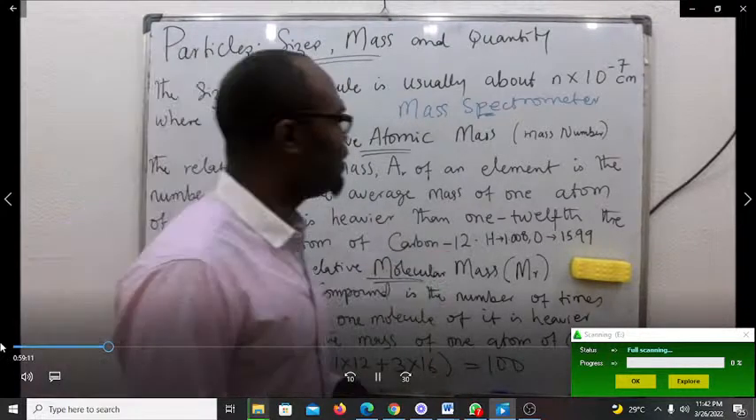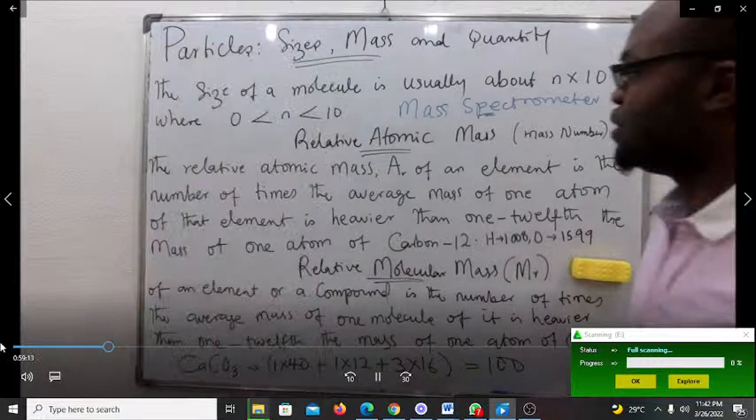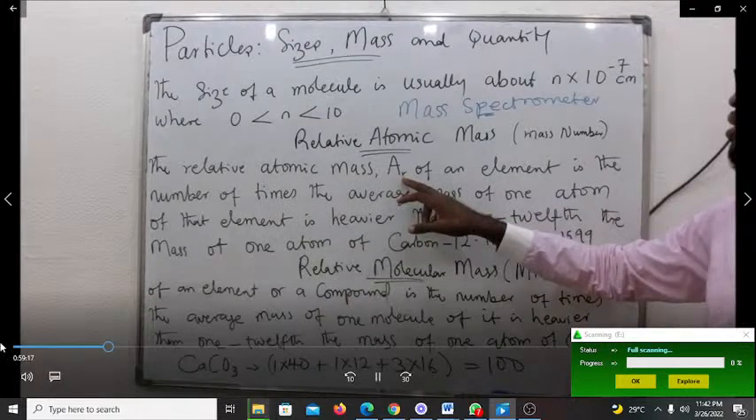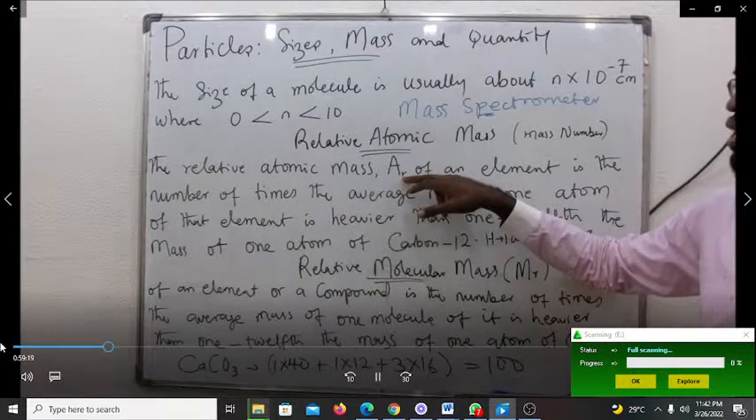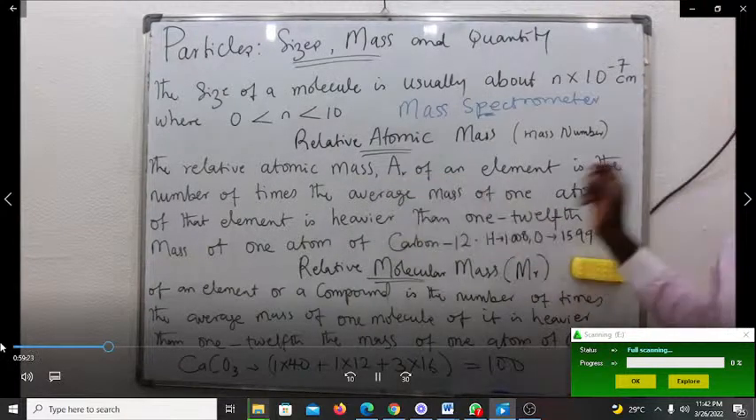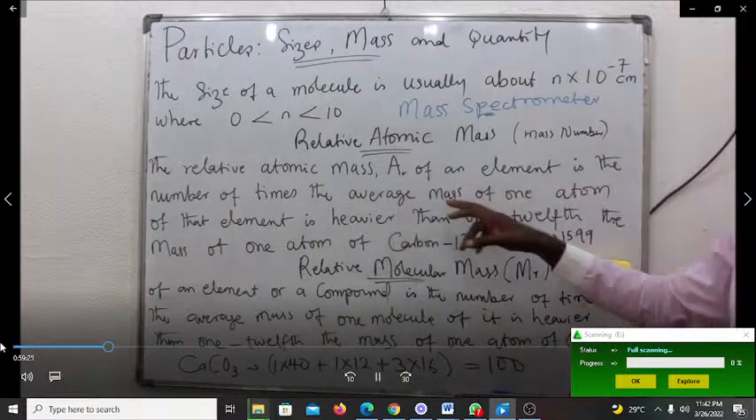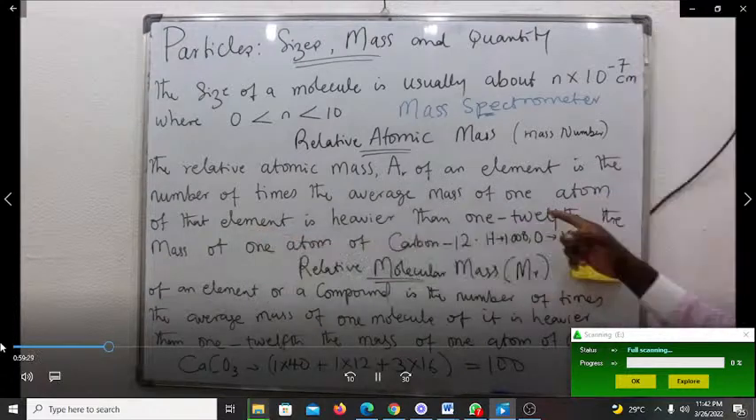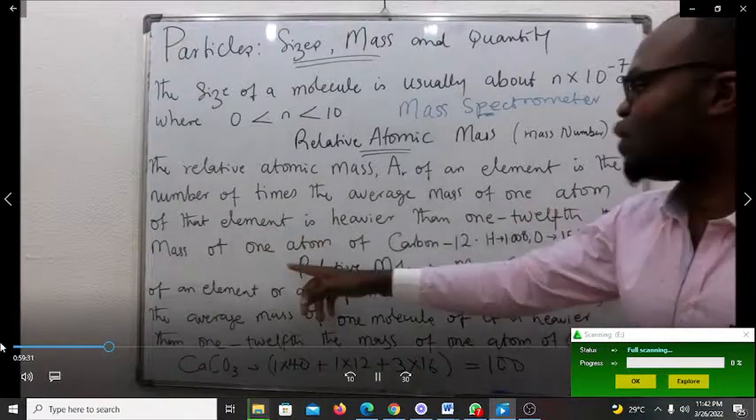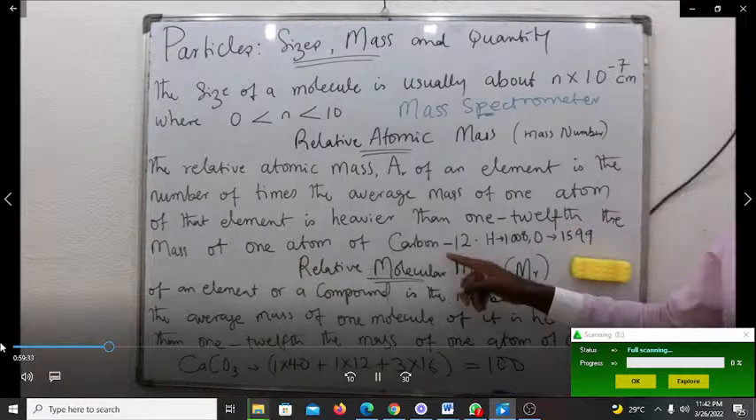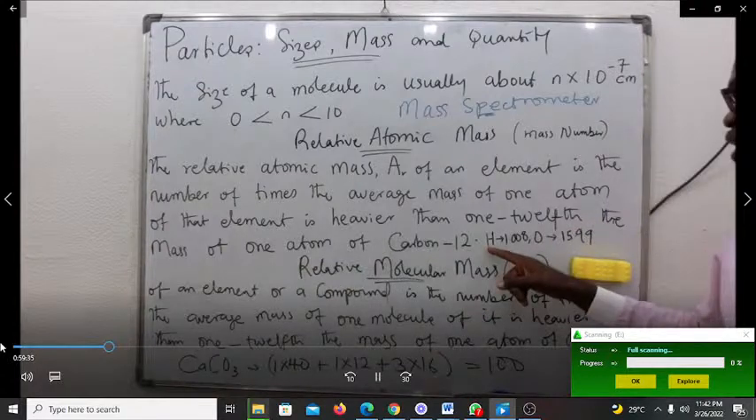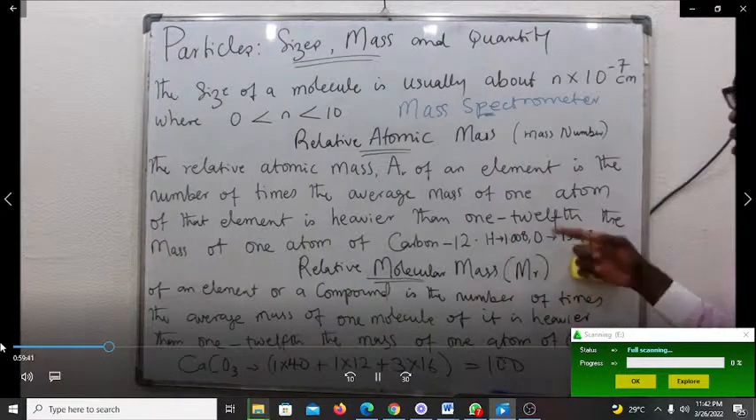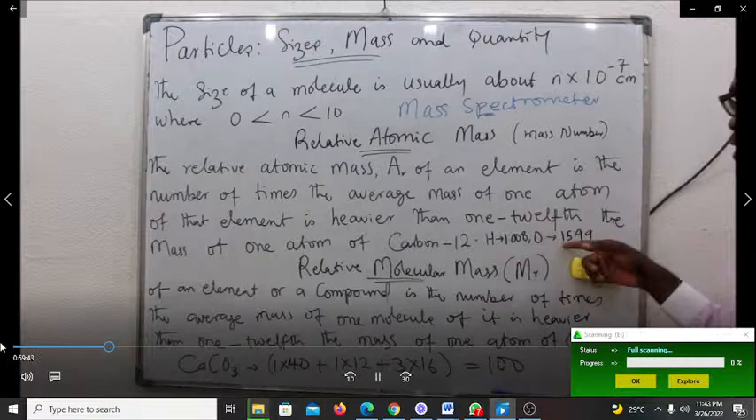So with those two into consideration, you can say that the relative atomic mass, Ar, where R stands for relative and A is atomic mass, of an element is the number of times the average mass of one atom of that element is heavier than 1/12 the mass of one atom of carbon-12. So the relative atomic mass for hydrogen is 1.008. That of oxygen is 15.99. So you can easily say that the mass number of oxygen is actually 16.